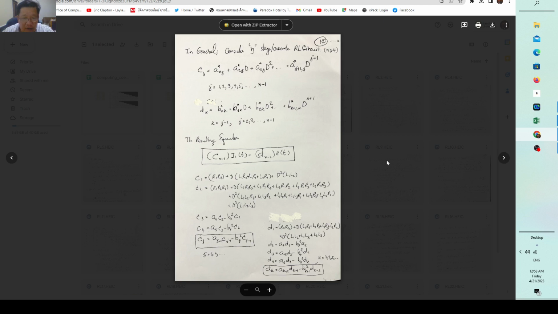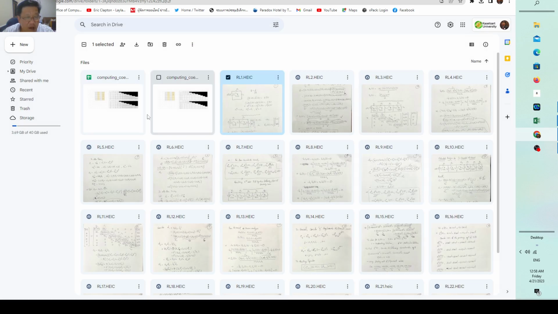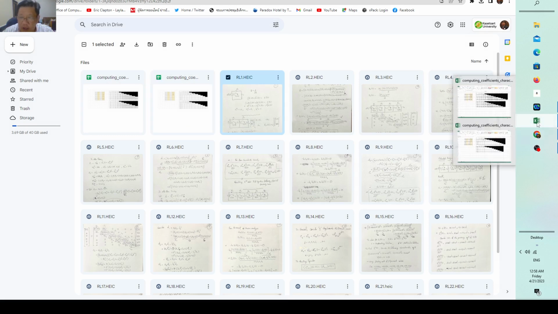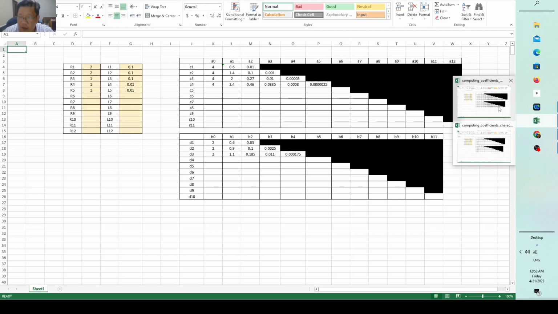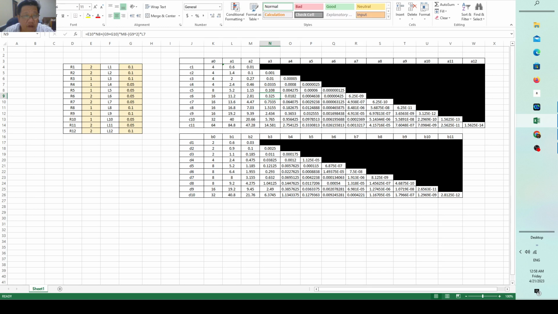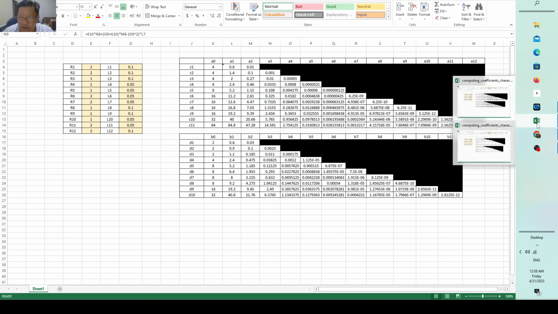today we're going to show you that we can implement this methodology on a platform we call Microsoft Excel. I already put two files in Google Sheet form here, and we already downloaded them and put them in Excel form over here. This is the first file, we call computing coefficient characteristic equation. And the second file is this one, the computing coefficient characteristic complete form. We're going to start with the first file first.